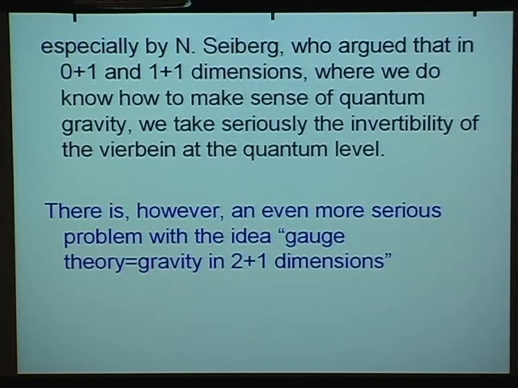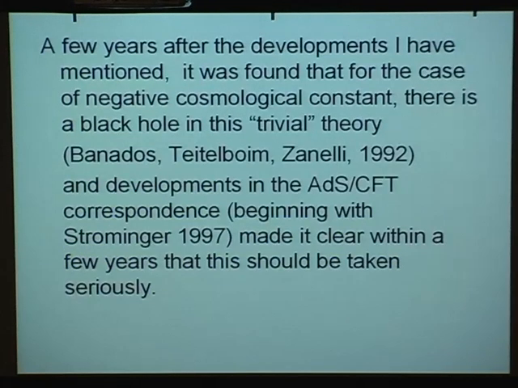So there are a lot of issues you can worry about, but regardless of the traditional questions, there's actually a worse problem with the gauge theory approach. The worst problem with the gauge theory approach is the black hole. Not so long after the gauge theory approach was suggested, it was pointed out that even though it's trivial, three-dimensional gravity actually has black holes if the cosmological constant is negative. And later it became clear that you should take these black holes seriously.